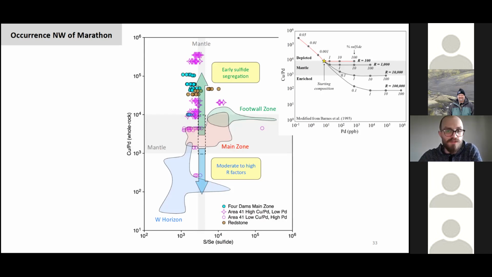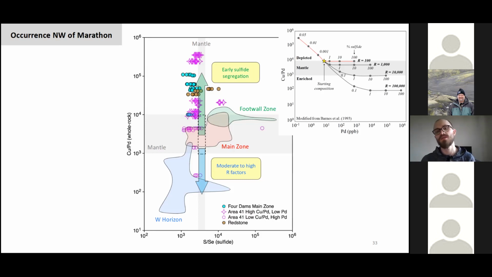So what about the low sulfur selenium values? Now, I mentioned earlier that there are really two main processes that can generate lower than mantle sulfur selenium, one of them being sulfur loss and the other being contamination by a sulfur poor rock.